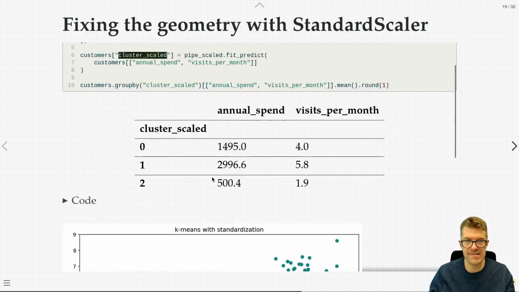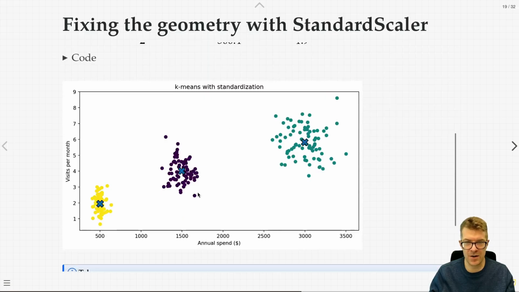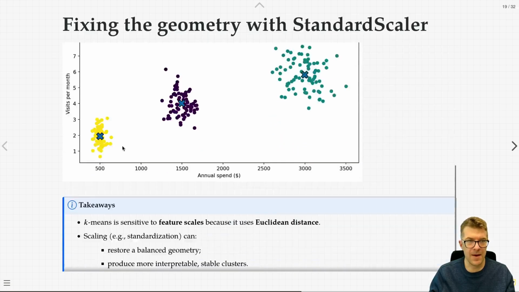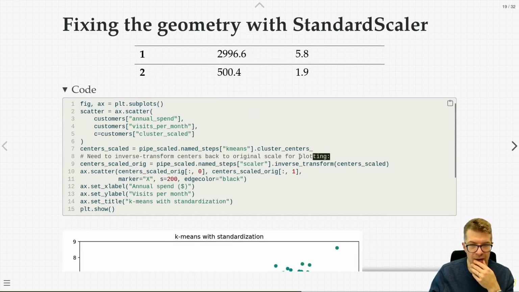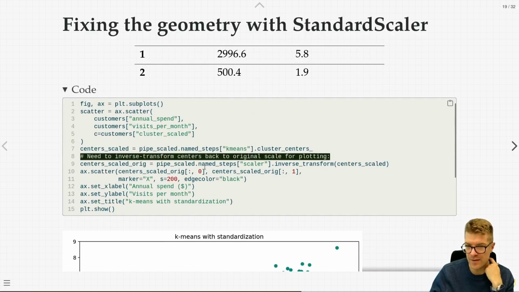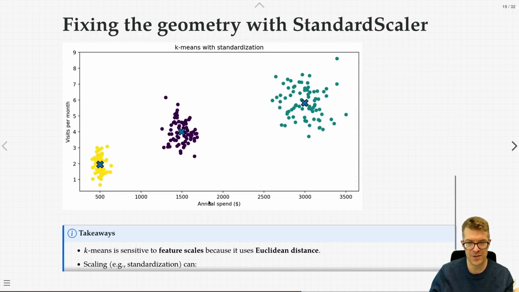Here's our good results again at the end. Let's see if we're doing anything nice here. One thing I should mention is that in this graph, I've inverse transformed the centers back to the original scale for the purposes of plotting. So now annual spend is again back in dollars, and visits per month is in raw counts, as opposed to the z-score normalized, zero mean, one standard deviation scales.